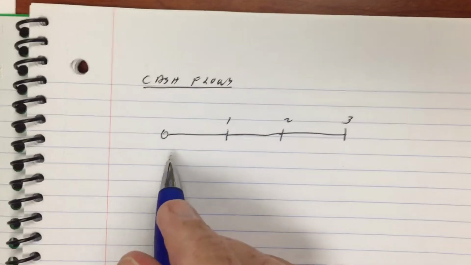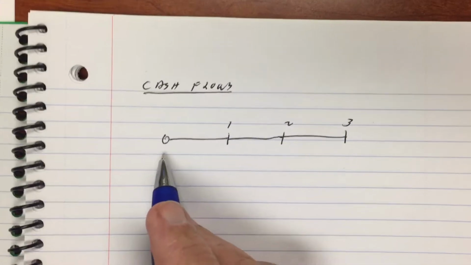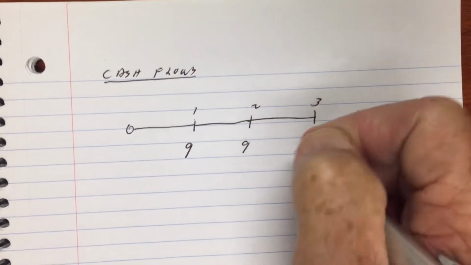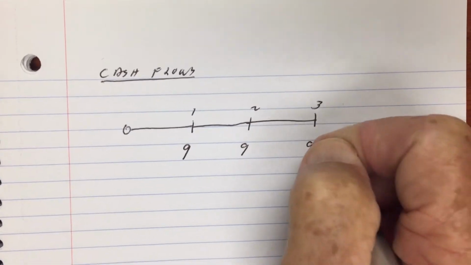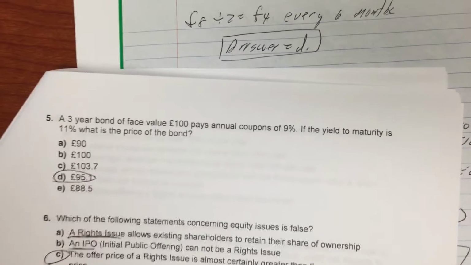This is going to be the current value, the price of the bond, the present value. The first payment is 9. Another payment of 9, and at the end of year 3, we get a payment of 9 plus we get $100 back. That's the future value of the bond.